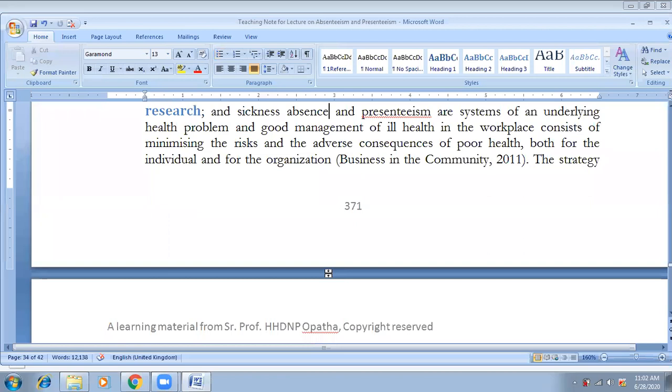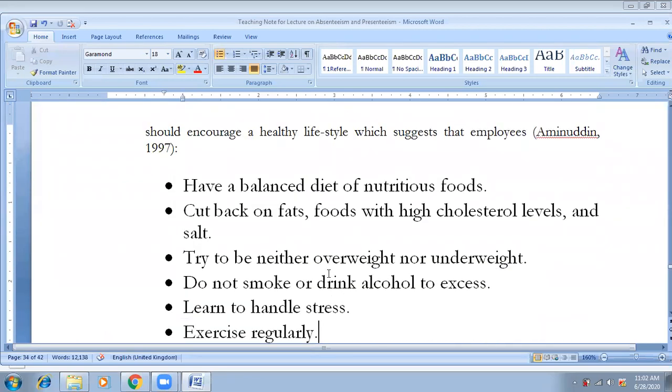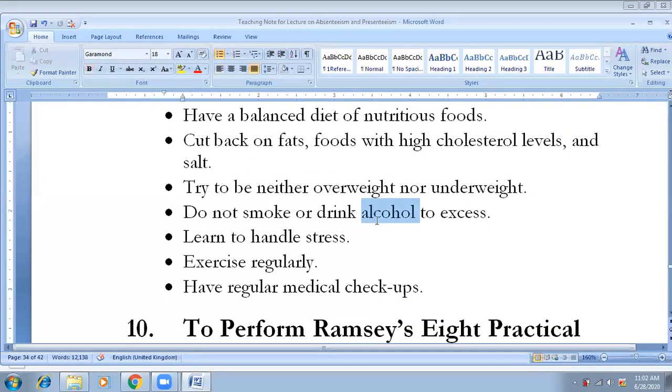In such a program, the strategy should encourage a healthy lifestyle, which suggests that employees have a balanced diet and nutritious foods. Even these are equally useful for you also. Cut back on fats, foods with high cholesterol levels and salt, and try to be neither overweight nor underweight. Do not smoke or drink alcohol to excess. My suggestion is, do not smoke at all. If I can do it, why can't you? Then learn to handle stress, exercise regularly, and have regular medical checkups.